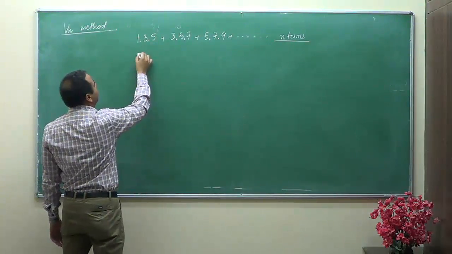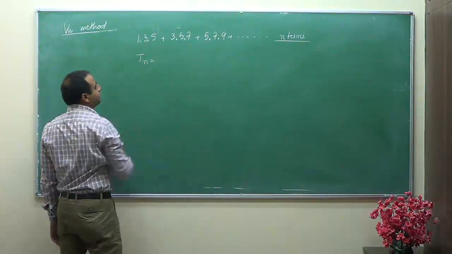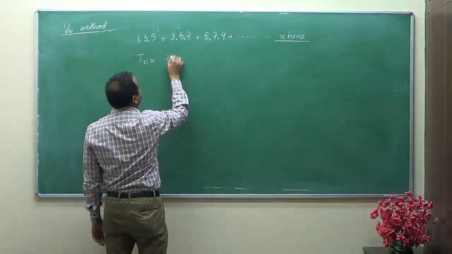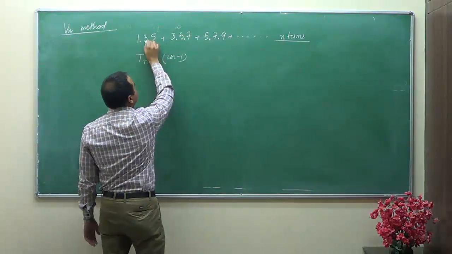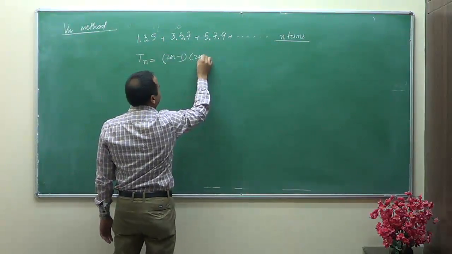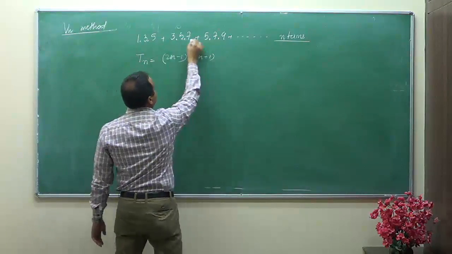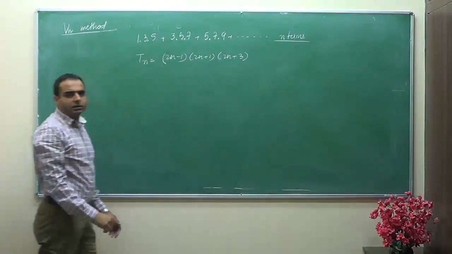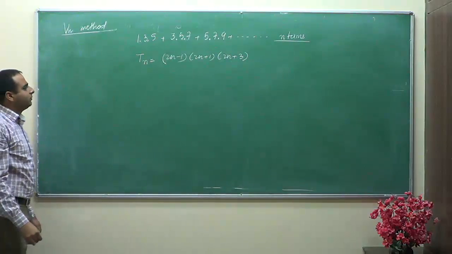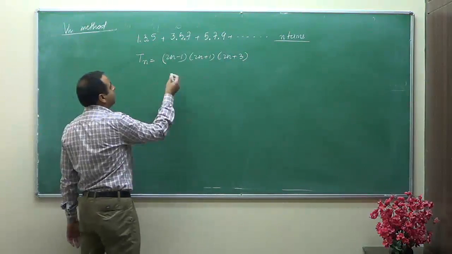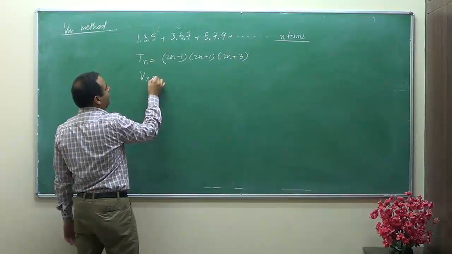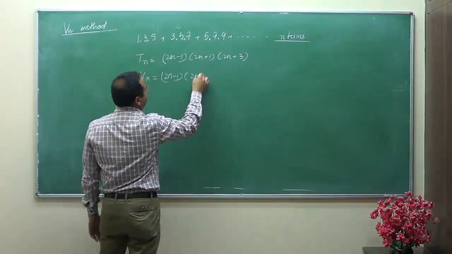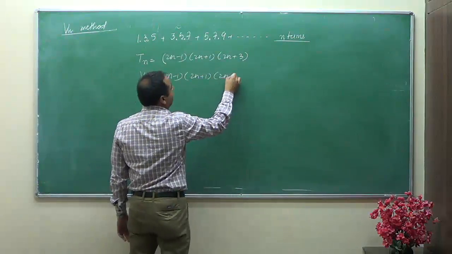तो देखिए सबसे पहले हम निकालेंगे यहाँ Tn. What is Tn? 1, 3, 5 का nth term होगा 2n minus 1, 3, 5, 7 is 2n plus 1, and 5, 7, 9 it will be 2n plus 3. This is the nth term of this sequence. Then we will calculate Vn. Vn will be 2n minus 1, 2n plus 1, 2n plus 3.